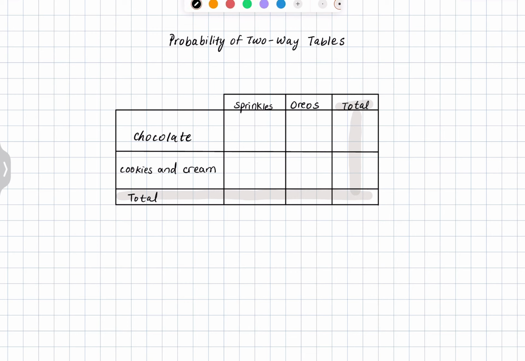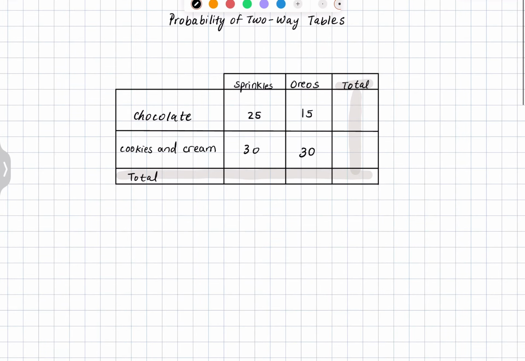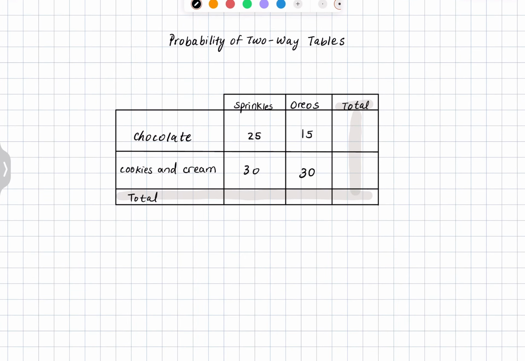So now, I'm just going to put in some numbers like 25, 30, 15, and 30. Of course, your question is going to give you these numbers. So let's go ahead and get started. So let's say we're given this information. The first thing we want to do is make sure our total tables are covered. So this side, this gray line here, and this gray line here, they have to be filled out.